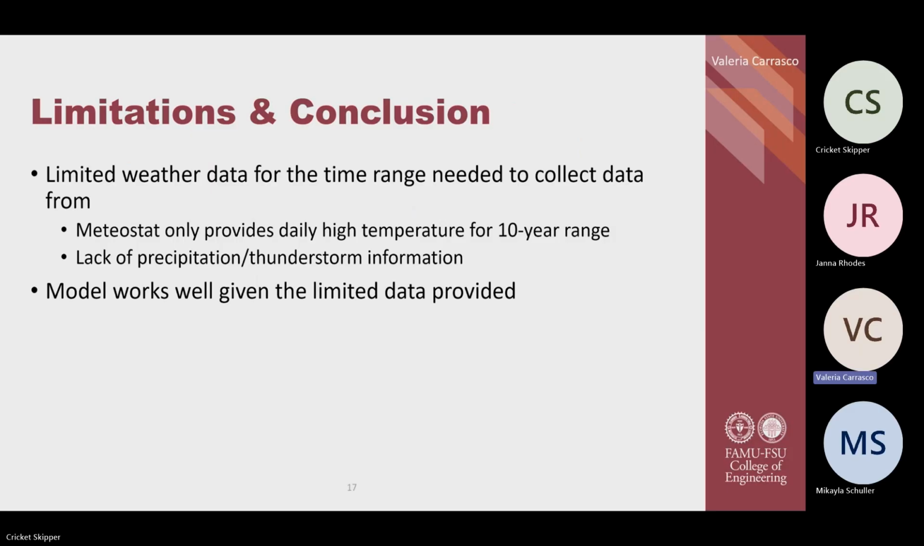While the models work well given the data provided, the actual limitations of the data itself influence how well it would actually work for our intended purposes of determining launch favorability. Specifically, Meteostat only provides daily high temperatures for a 10-year range, which we would need to properly get an idea of weather trends over an entire year. The lack of precipitation and thunderstorm information also limited how well we could determine launch favorability, as those could have a grand influence on whether a rocket should launch that day or not.